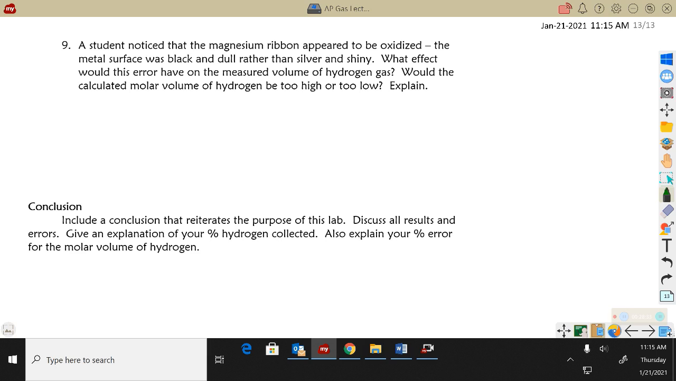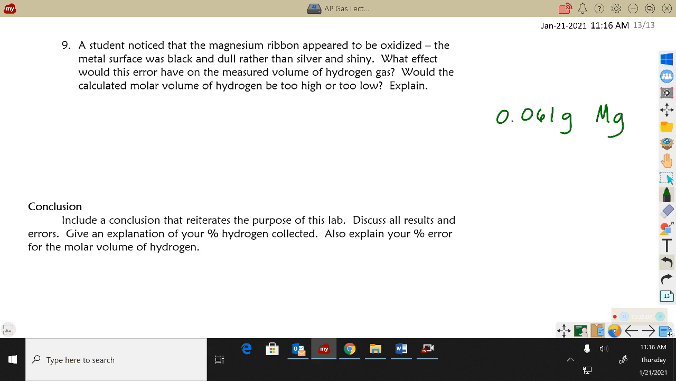Here's another common error that we tried to remedy. A student noticed that the magnesium ribbon appeared to be oxidized, and so the metal surface was kind of black and dull rather than silver and shiny. What effect would this have on the measured volume of hydrogen gas? Okay, so I measured, let's see here, where was my mass? I measured 0.061 grams. And I thought that that was all magnesium.